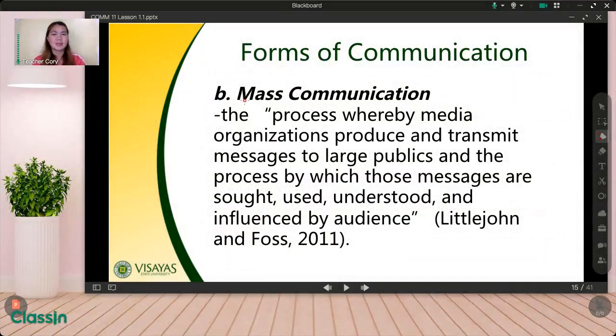And the other is mass communication. So this is when there's already a certain platform, media platform. So a process whereby media organizations produce and transmit messages to large publics, and process by which those messages are sought, used, understood, and influenced by audience. So this is when we are already, these are for people who are talking over the radio, over TV. So this has huge reach.